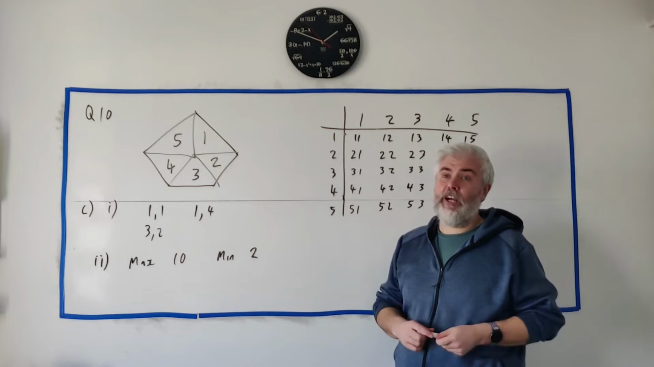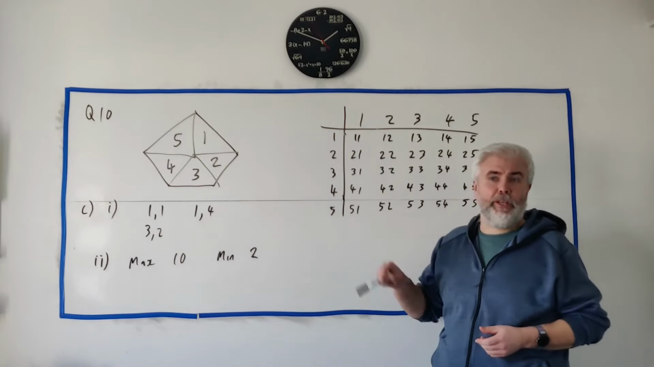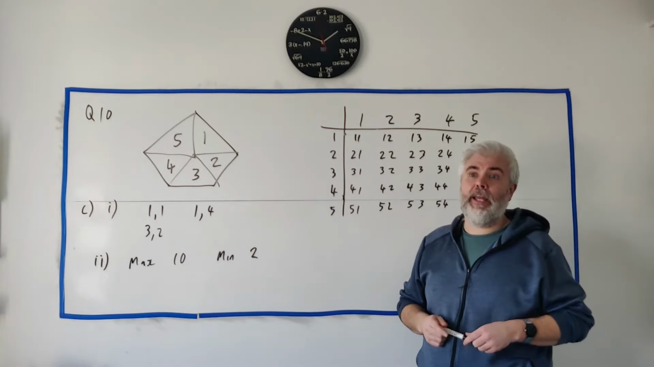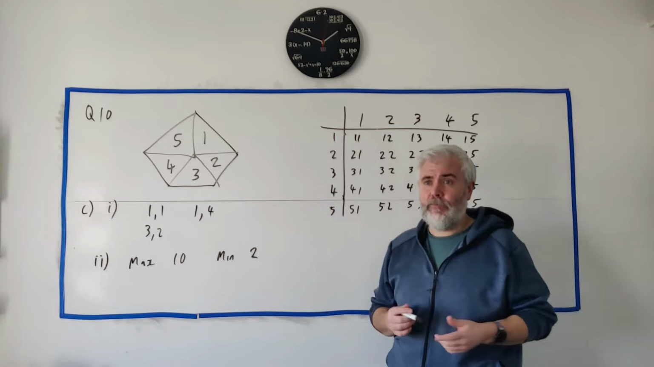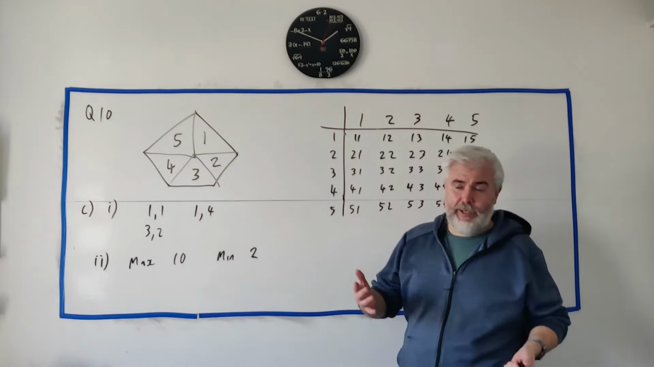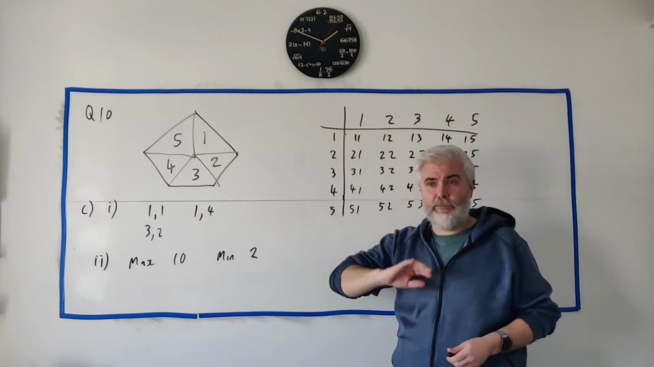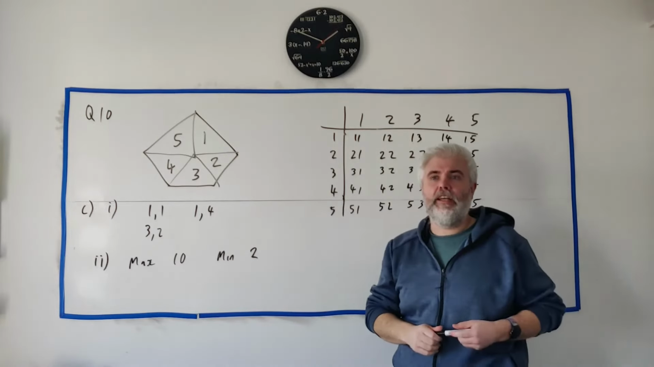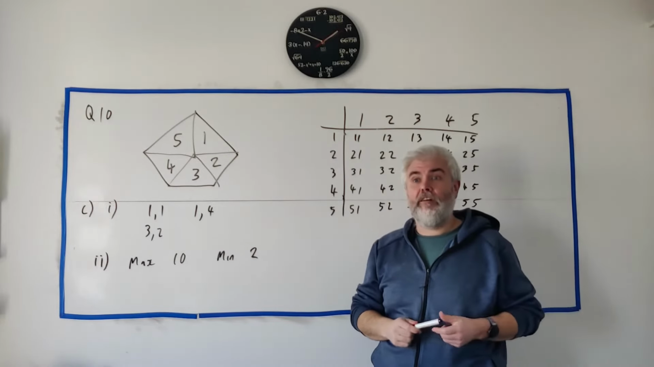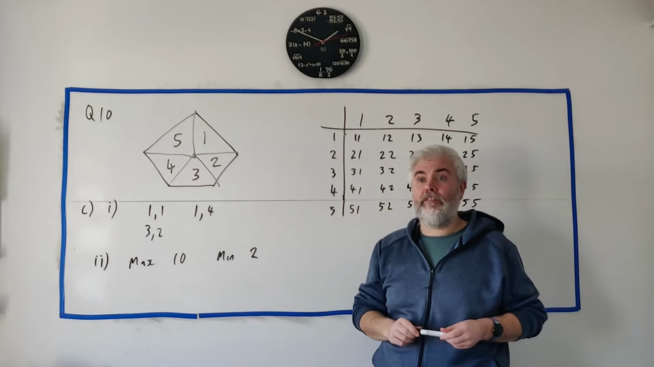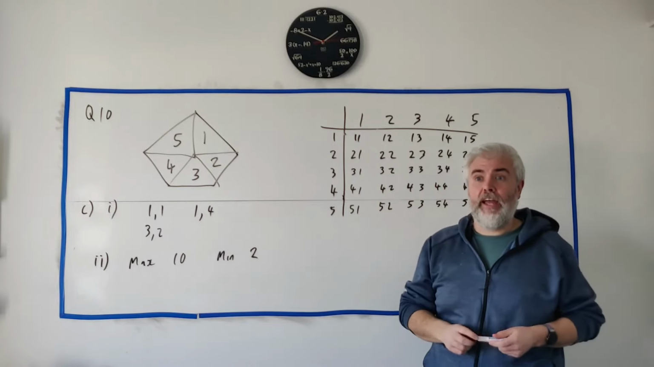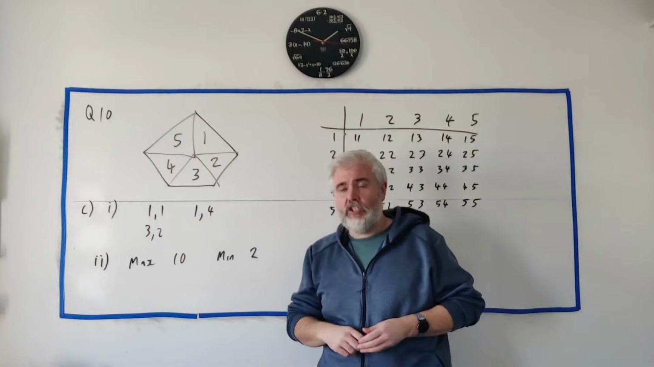And then for the last part, part 3, they say each time the spinner is spun, each number is equally likely. So that's not always guaranteed. Maybe there's a bias to one of the numbers, but no, each number is equally likely. Find the probability of getting a total of either 4 or 5 when the two numbers are added. So how do you do this?